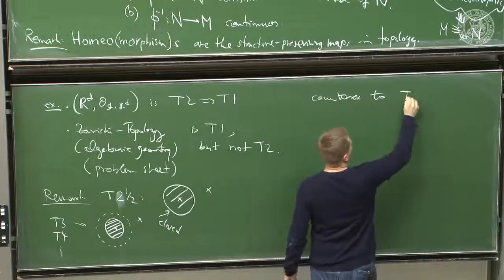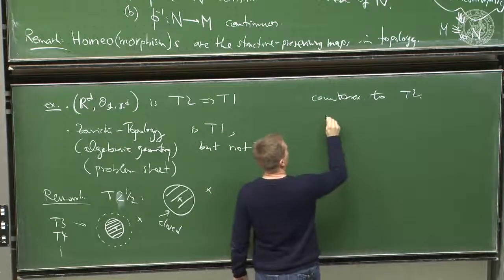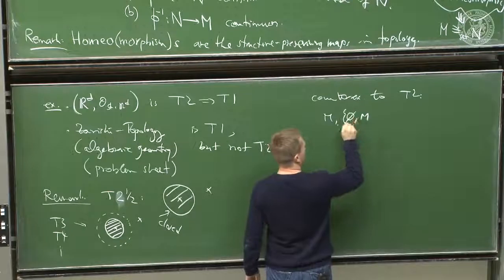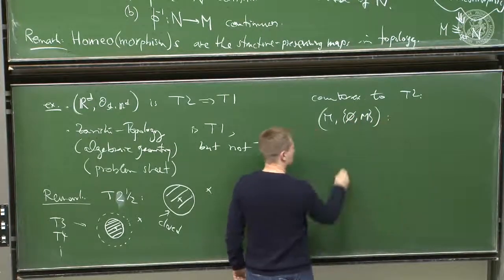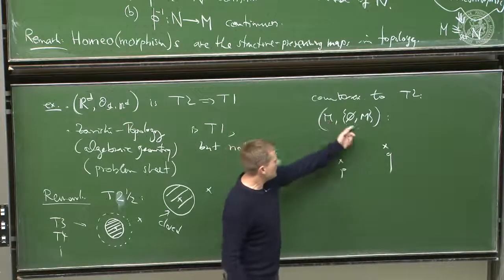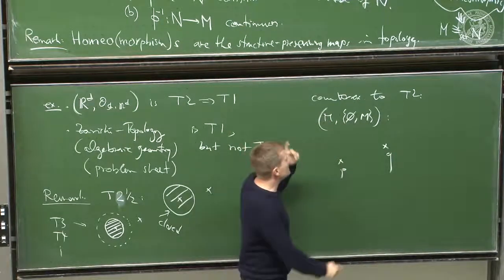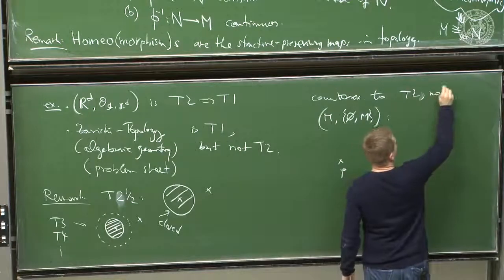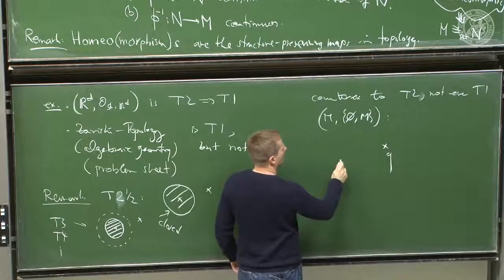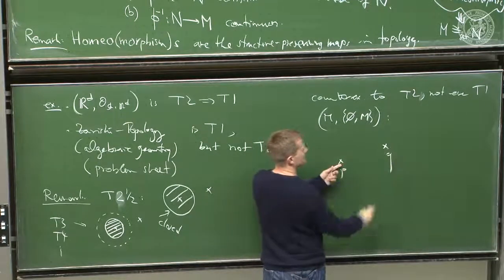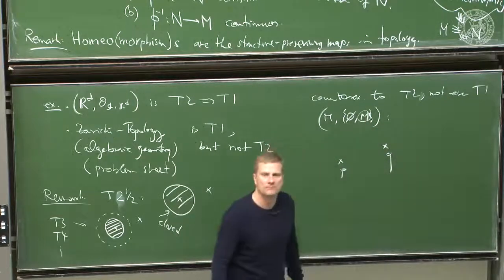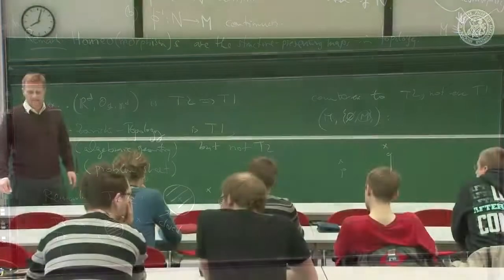Counterexample to T2 is M equipped with the chaotic topology, because you choose any 2 points P, Q in M, and now you need to find, well, it's not even T1. It's not even T1. Because you will never find an open set in which P lies that doesn't contain Q, because the only open set in which it can lie is all of M. That's on the problem sheet.